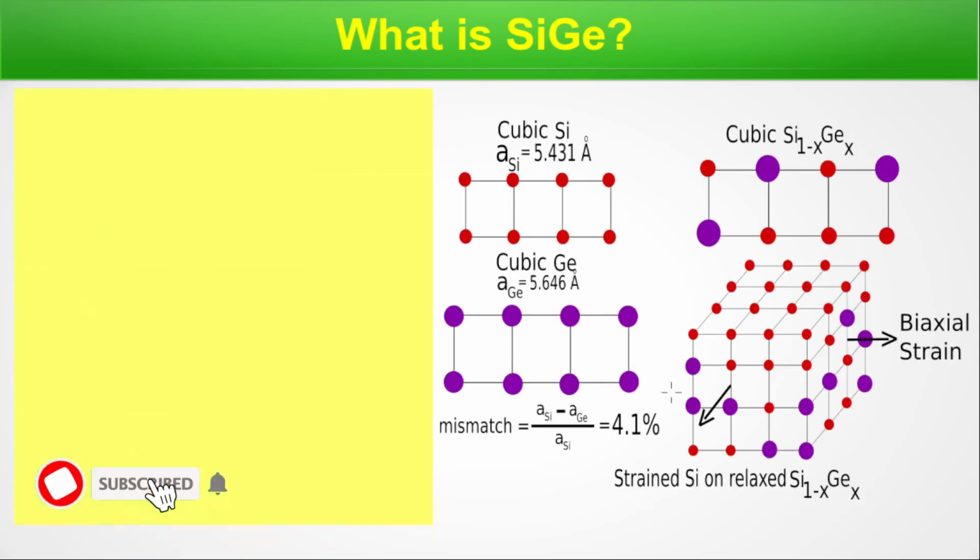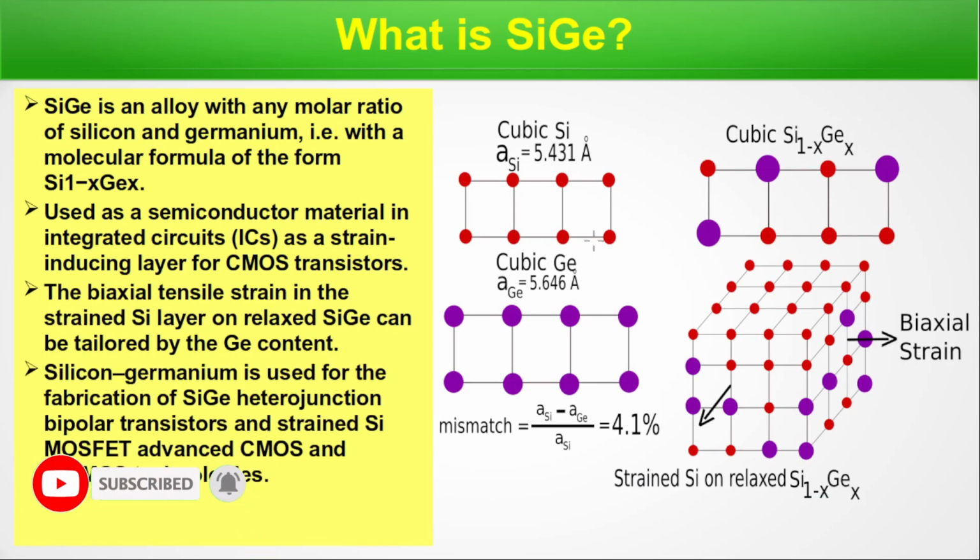So what is silicon germanium? This is basically cubic silicon with a lattice constant of 5.431 angstrom, and this is cubic germanium with a lattice constant of 5.6466 angstrom, and the overall mismatch in lattice constant is 4.1%. So basically this is silicon, and 4.2 here is germanium, if we represent it in that way. And silicon germanium has a lattice constant in between these two, depending on the percentage of germanium, that is X.